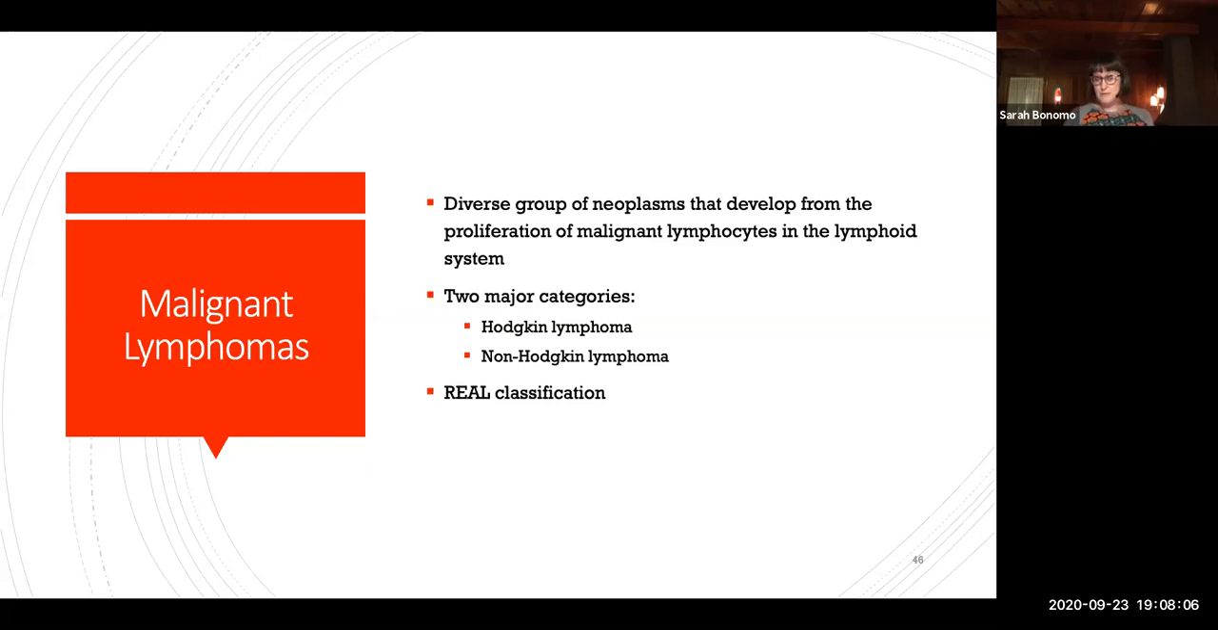The usual treatment for both types is going to be a combination of chemotherapy, radiation, and surgery. And now we're incorporating things like monoclonal antibody therapy to try to help the body fight off the lymphoma more on its own.